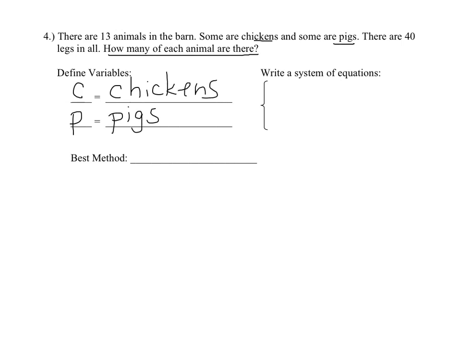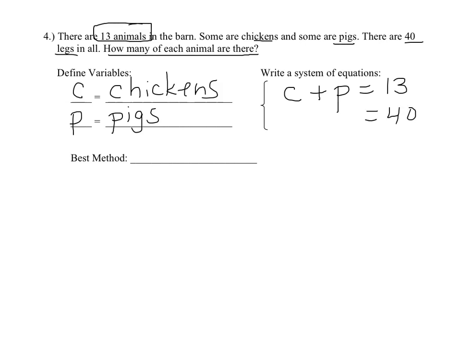Now I'm talking about how many of each that I have, right? So we know I've got 13 animals in the barn and we have 40 legs in all. Let's go ahead and take 13 because that's pretty easy to deal with. We know that the number of chickens plus the number of pigs has to equal 13. 13 total animals. Well, then it says, well, there are 40 legs in all. Well, that's my other total. I got to get something that equals 40.